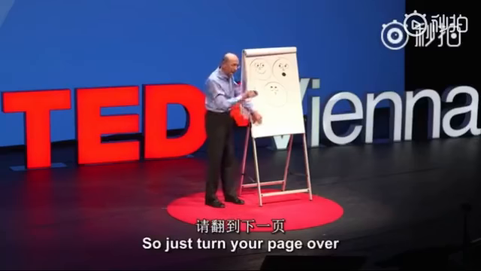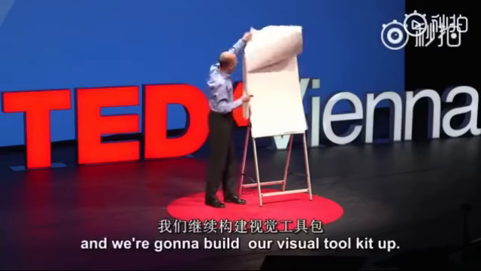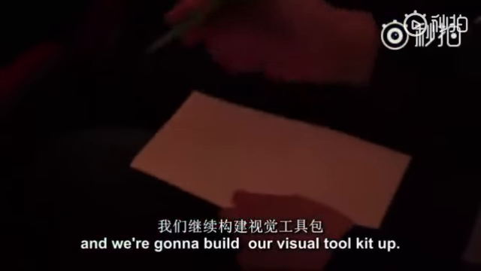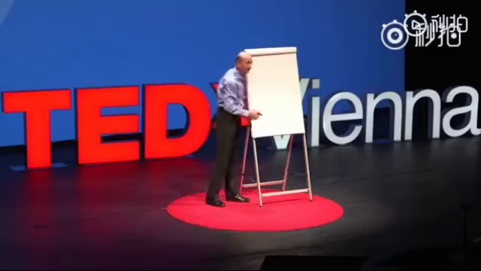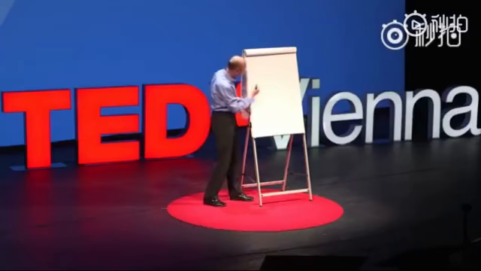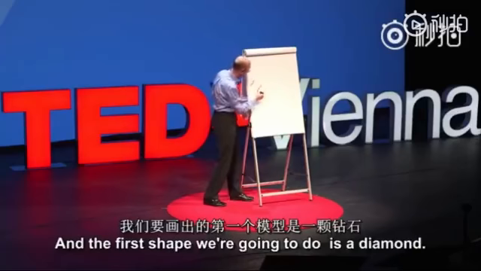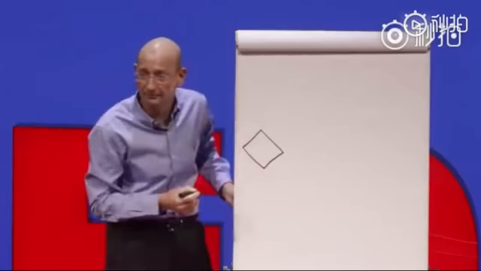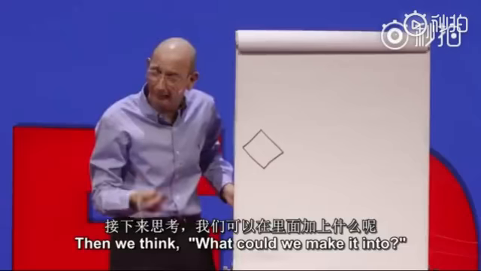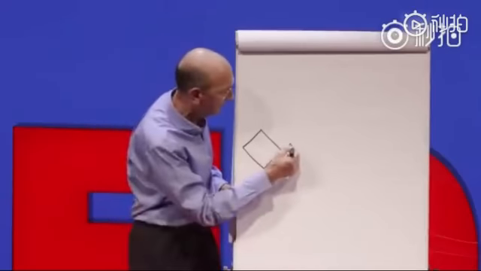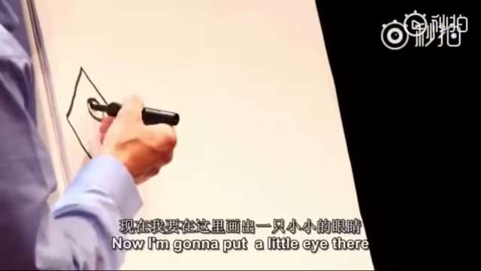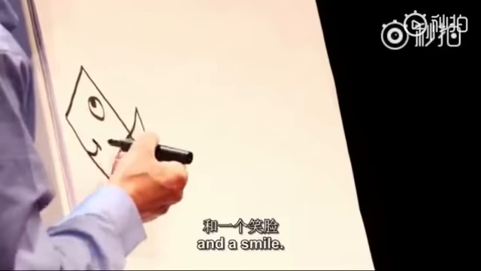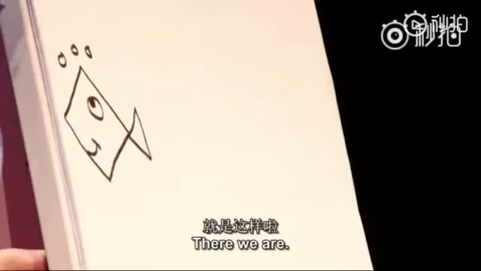So, just turn your page over. And we're going to build our visual toolkit up. This time, again, have your page in portrait style. And we're going to begin over here. And the first shape we're going to do is a diamond. So just draw that. Then we think, what could we make it into? Put a triangle on the end. Now I'm going to put a little eye there. And a smile. Got a little fish. Perhaps some bubbles. There we are.